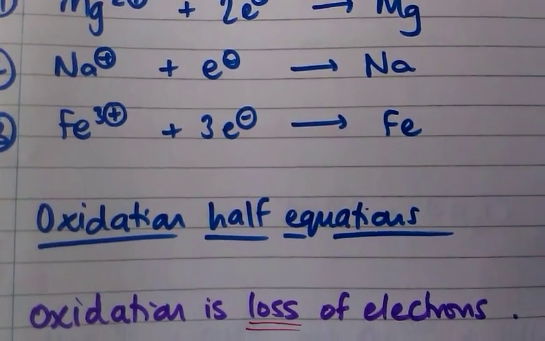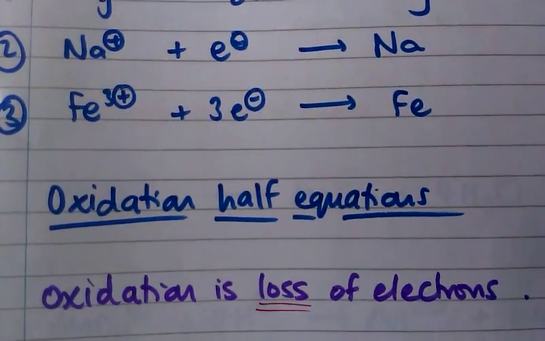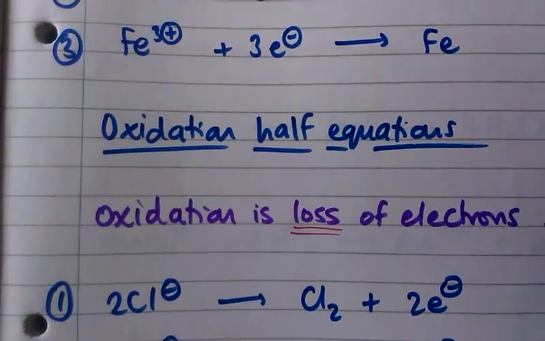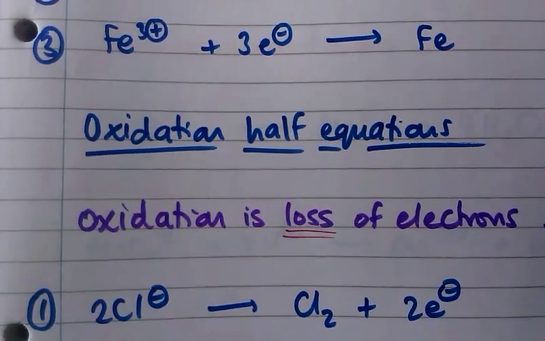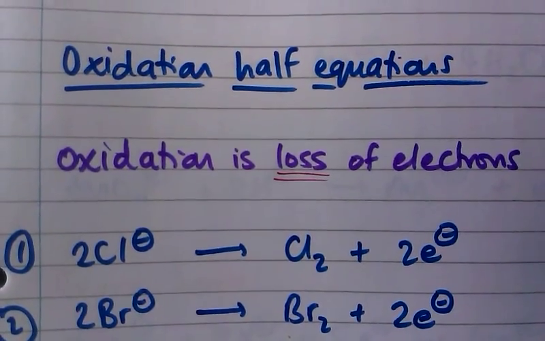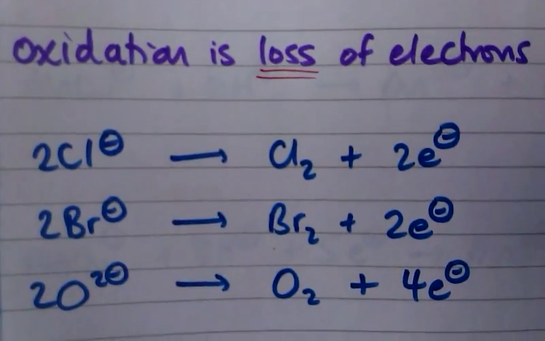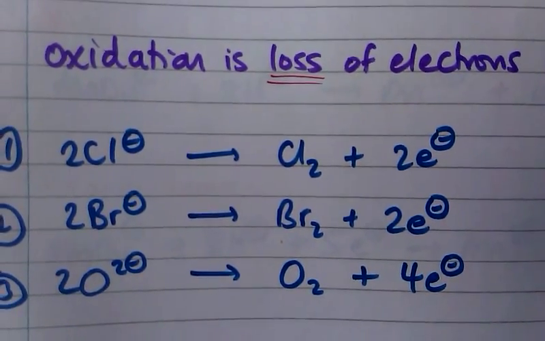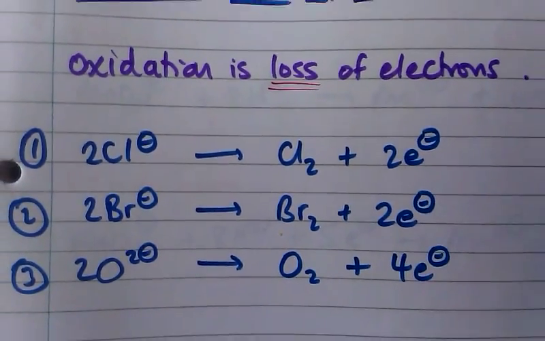So oxidation half equations, remember oxidation is the loss of electrons. So first example, we have chloride ions going to chlorine plus 2 electrons, bromide ions going to bromine plus 2 electrons, and oxide ions going to oxygen plus 4 electrons.